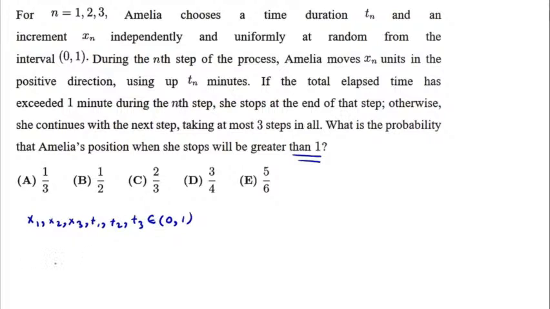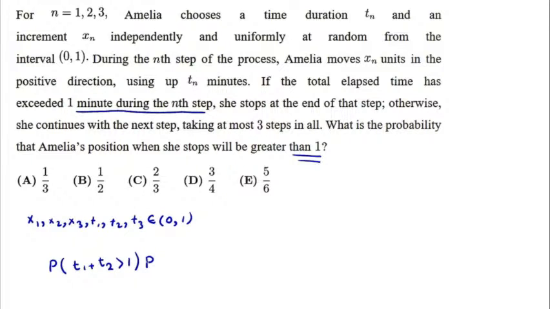So the condition, if in the second step they want to reach greater than 1, means P of T1 plus T2 greater than 1, the probability of this, because then she will stop, because it says if the total elapsed time has exceeded 1 minute during the nth step. So it is for the second step.